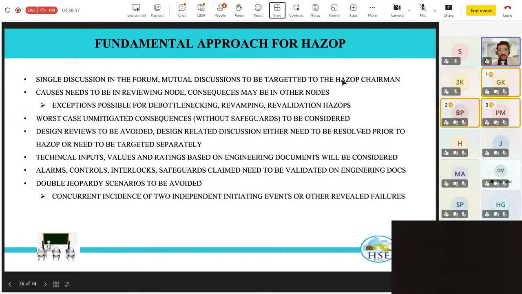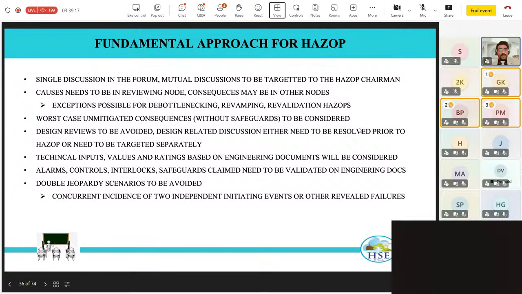However, there are exceptions to this basis or approach, whereby you have brownfield studies, or debottlenecking studies, or revamping studies, or revalidation HAZOP. In that case, the cause could be in any node and the deviations could be in any node for review. But essentially for greenfield, we consider cause in the reviewing node, consequences could be anywhere.